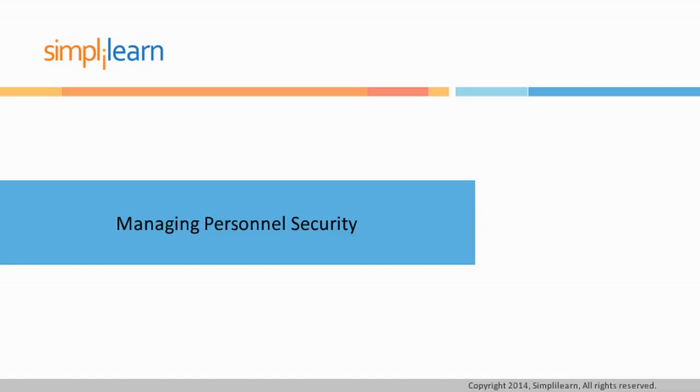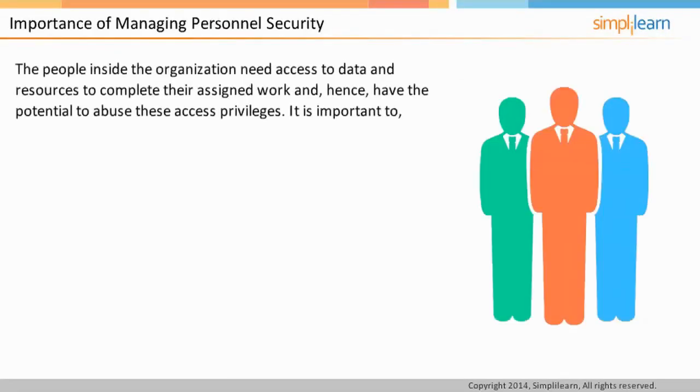We will also learn about the vendor, contractors, and consultant controls and discuss some of the best work practices. The insider threat is one of the top information security risks faced by organizations. The people inside the organization need access to the data and resources to complete their assigned work. They have the potential to misuse these access privileges. Hence, managing personnel security becomes an imperative task for any organization.